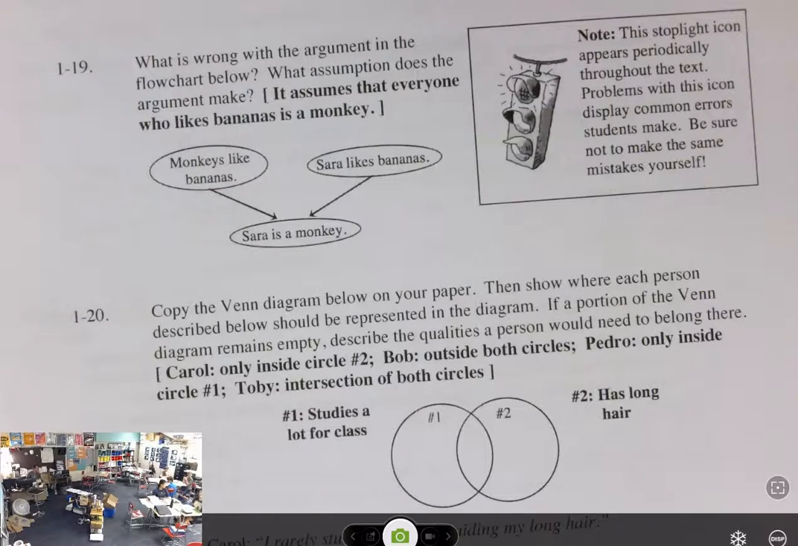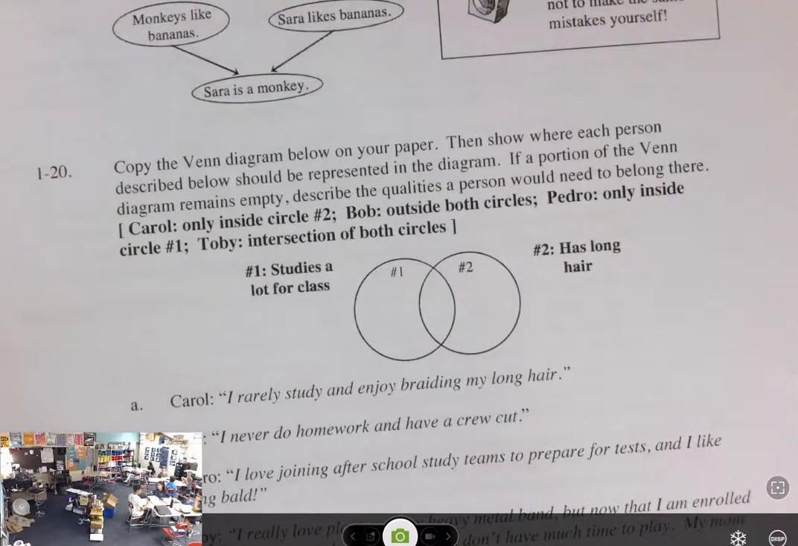So, hopefully you figured out the flaw in the reasoning. Any questions on 19 or 20? 19 is just that it assumes that only monkeys like bananas. Exactly. And that Sarah is a human. Therefore, they assume that all monkeys like only bananas, because it's unrealistic. We're assuming that Sarah's a human. Questions? We good?